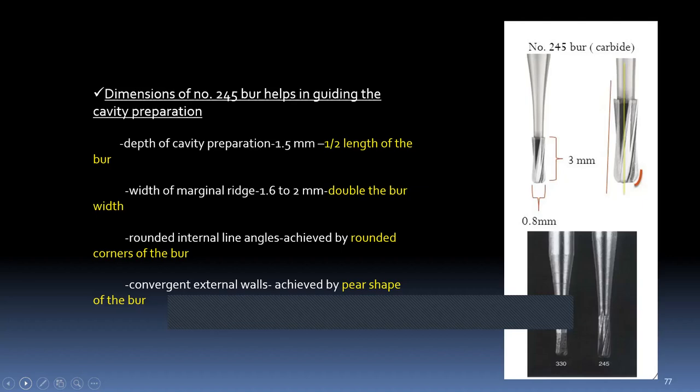Then the burr we are using is number 245 burr for the preparation. We can see the picture of the number 245 burr. The depth of the cavity preparation should be 1.5 mm, that is half the length of the burr. Width of the marginal ridge should be 1.62 mm, that is double the burr width. Then there should be a rounded internal line angle. This is achieved by the rounded corners of the burr, as you can see here. Then convergent external walls, that is made by the pear-shaped structure of the burr.